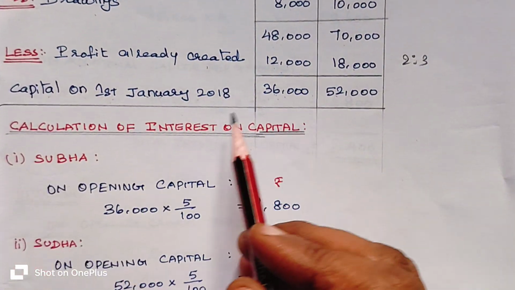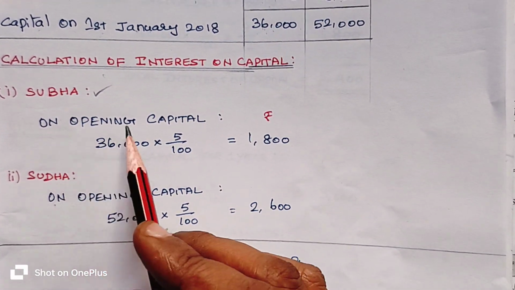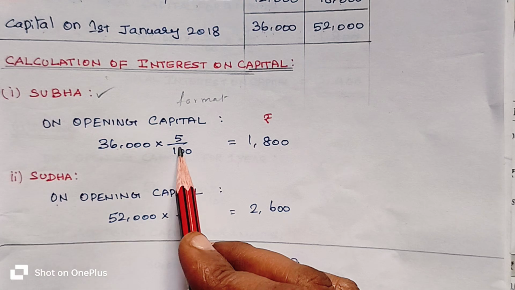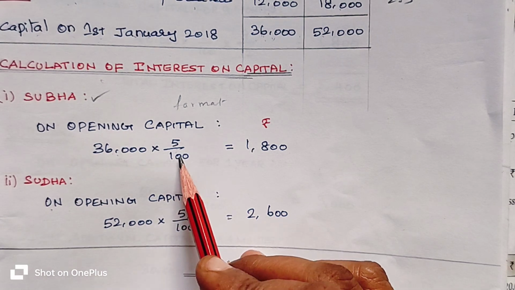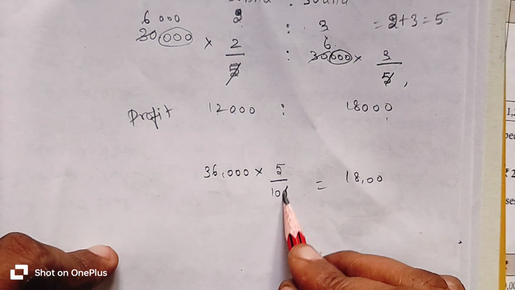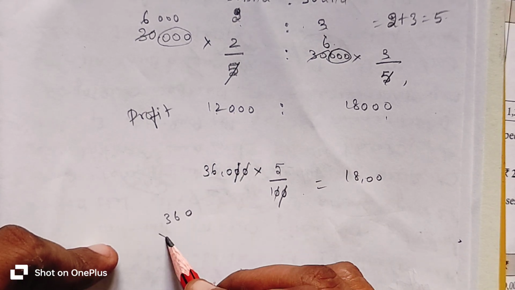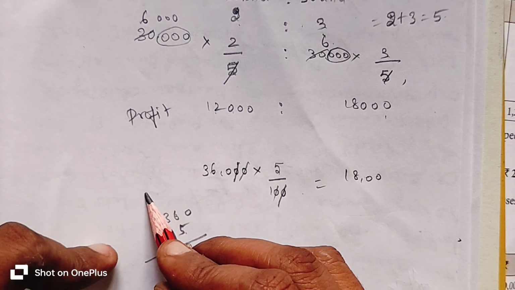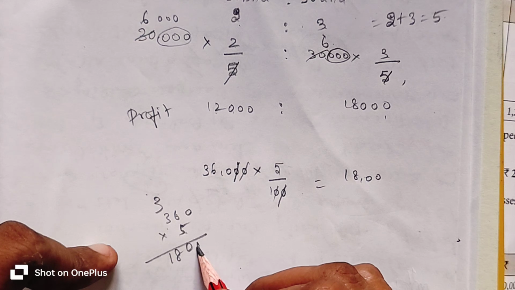Now we are going to calculate interest on capital for both partners. First we take Subha's interest on capital on opening capital. The format is amount of capital into rate of interest. Subha's amount of capital is 36,000, rate of interest 5%, so 5 by 100. Now we have to cancel it. 100 and 20 are cancelled. Remaining 36 into 5, this 0 is added here. 5 6s are 30. Remaining 3, 5 3s are 15 plus 3 is 18. This 0 is added here.